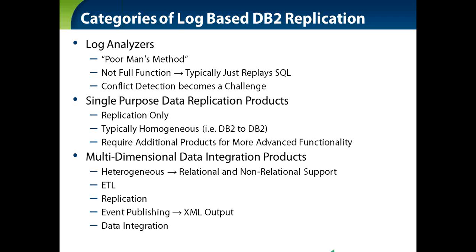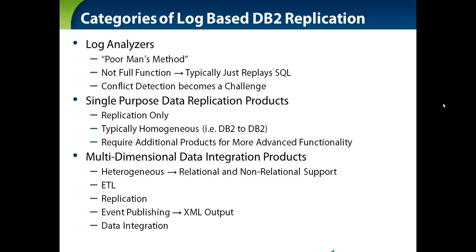The key attributes are heterogeneous, so relational and non-relational support, going from relational to non-relational, going from, say, DB2 to Oracle or Oracle to IMS, VSAM to Oracle, and so on. Needs to be done with these multidimensional products. Needs to be able to do ETL, which is bulk loads, replication near real time, event publishing, and then general data integration. So a multidimensional product is what you're looking for.